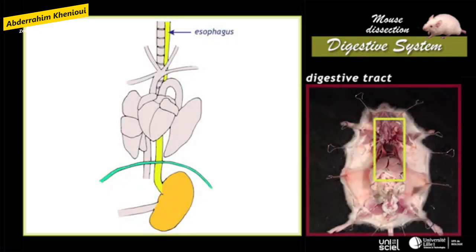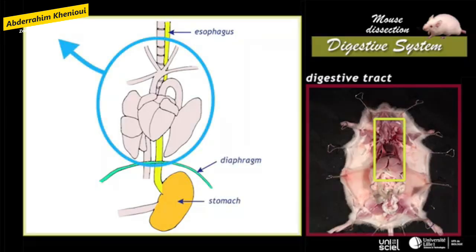The esophagus is a simple tube going from the mouth, through the neck, the thoracic region and the diaphragm, to the stomach. To better see the esophagus, it's necessary to move the cardiorespiratory system that partially covers it.